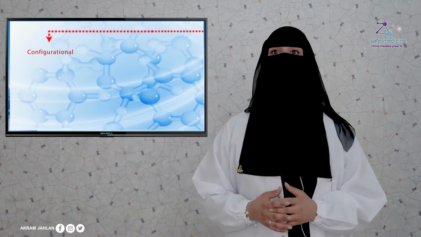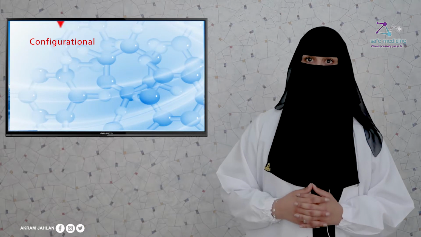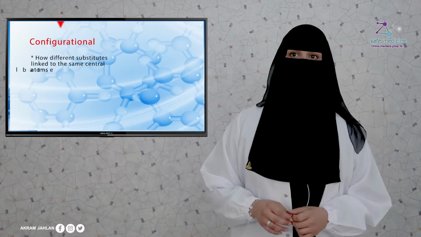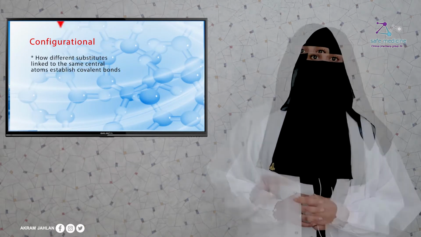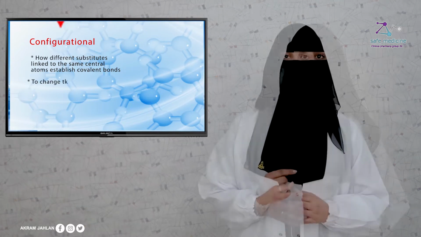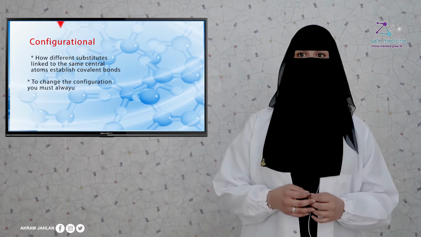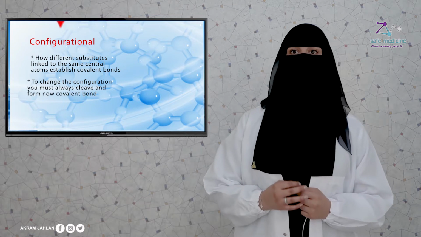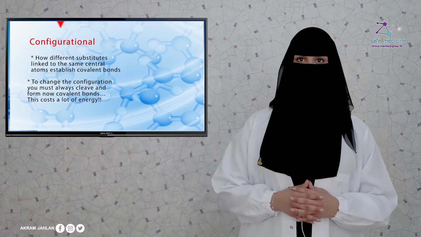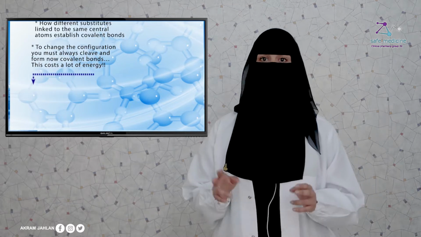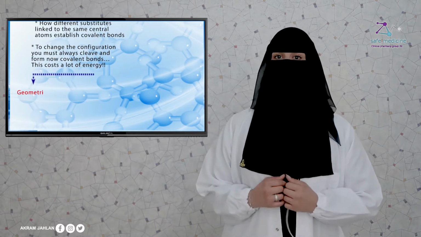Configuration: how different substituents are linked to the same central atom by covalent bonds. To change the configuration, you must always cleave and form new covalent bonds. This costs a lot of energy. Configurational isomers have 2 types: geometric and optical.